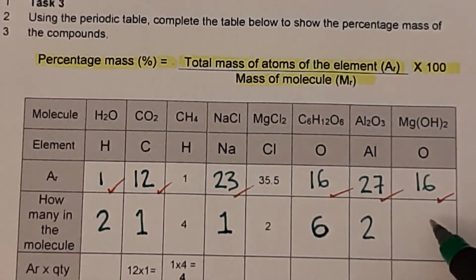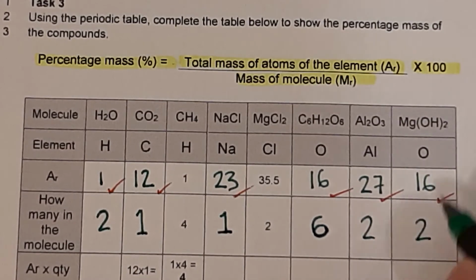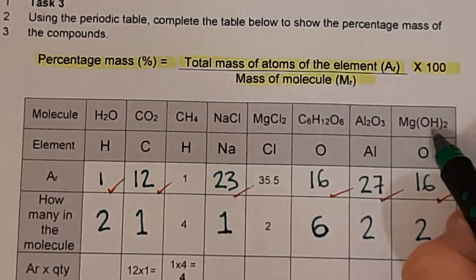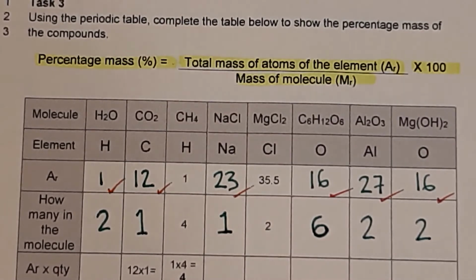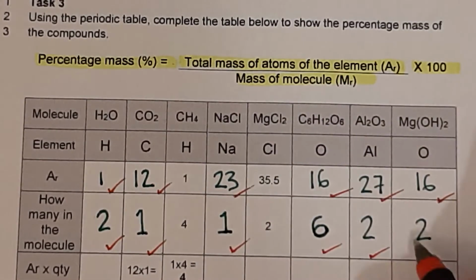Okay, and for oxygen here, remember we multiply it by 2, so there are 2 oxygens because of the 2 outside the brackets. As you should know from maths, a number outside a bracket multiplies by what's inside the bracket. So there's 2 oxygens and 2 hydrogens there. So here we have our answers. Tick it if you got it right, correct it if you got it wrong, and that's part 2 of this question done.